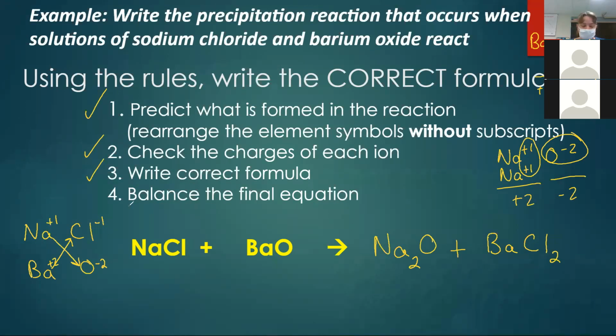The next step, we have to balance our equation. So once you know your formulas are correct, based on writing subscripts to balance out your charges, this is where the coefficients come in. The coefficients are what we use in front of our formulas to balance out the total number of atoms that we have, okay? Because now they may not be even.